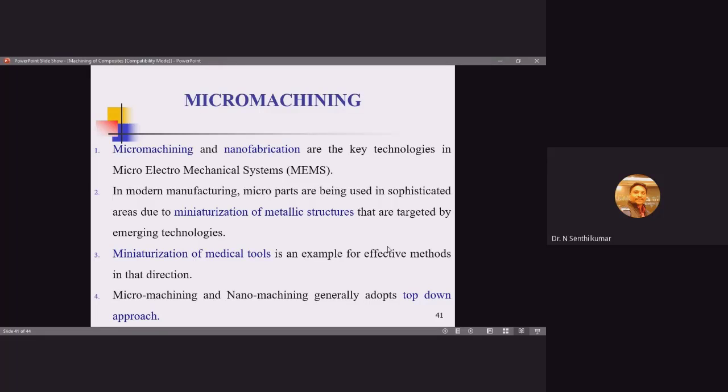So what is the top-down? From bulk material to small materials. So top to bottom approach. We call it the top-down approach, right?